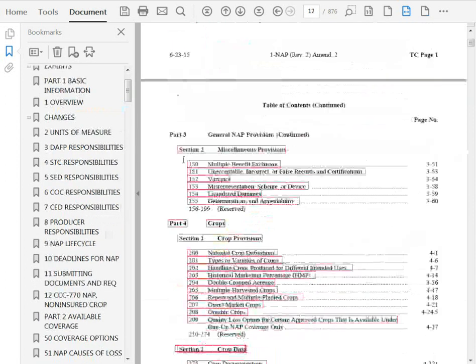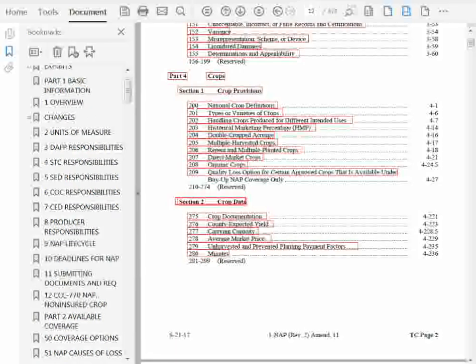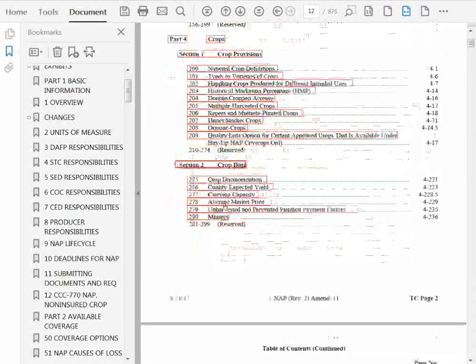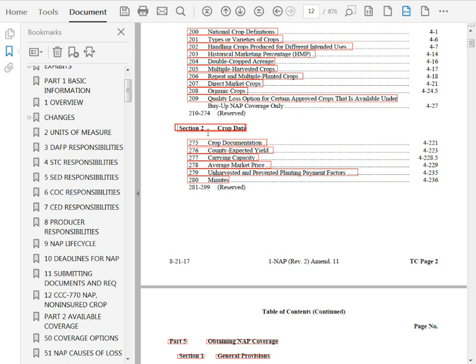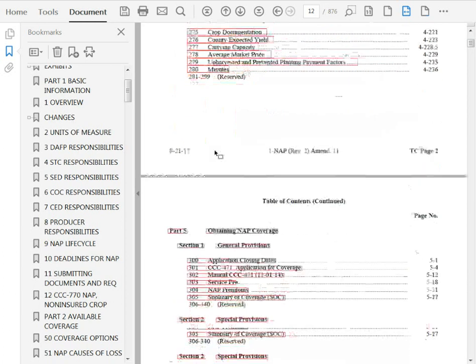So that's actually it for part 4. We covered section 1, crop provisions, and we just finished section 2, crop data. So again, in section 1 we looked at all the different types of coverage that's available to a producer and some of the variables that can affect how their coverage actually applies. In section 2 we just looked at how the data for those crops is set, who's responsible for doing what.